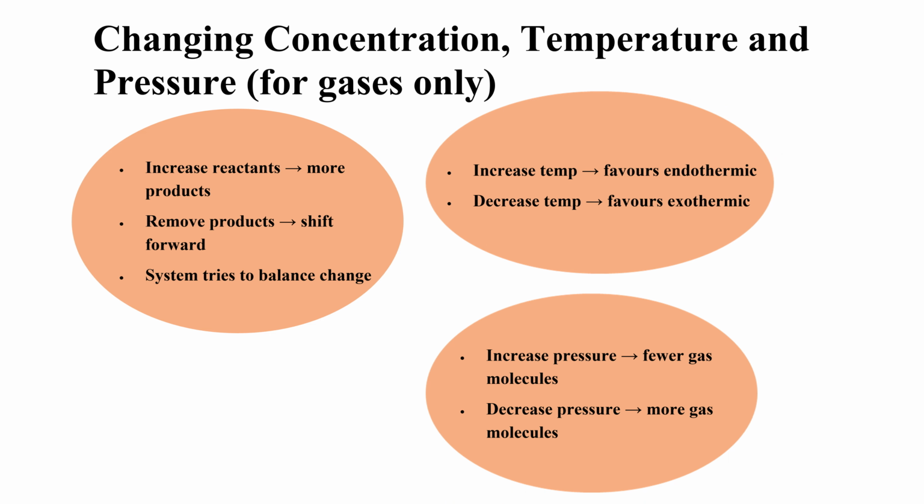Removing products also shifts the reaction to produce more. Increasing temperature favors the endothermic direction. Decreasing it favors the exothermic one. This shift helps absorb or release the extra heat. For reactions involving gases, increasing pressure shifts equilibrium toward the side with fewer gas molecules. Decreasing pressure does the opposite.